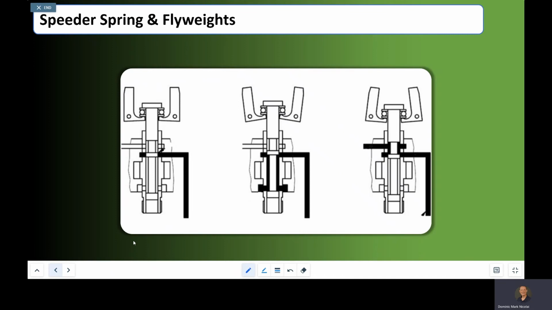So three conditions. Here we have an on-speed condition. That's going to be equal pressure, flyweights, speeder spring and centrifugal force. The middle one is an overspeed condition, so centrifugal force is greater. And the one on the right, you probably guessed it, is an underspeed condition.